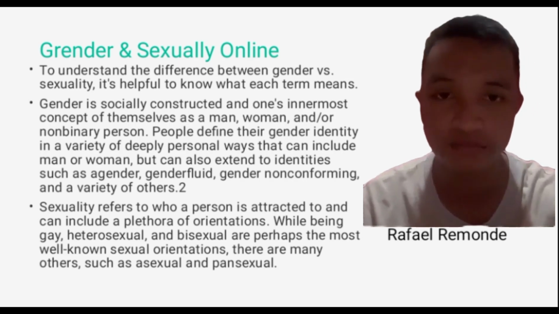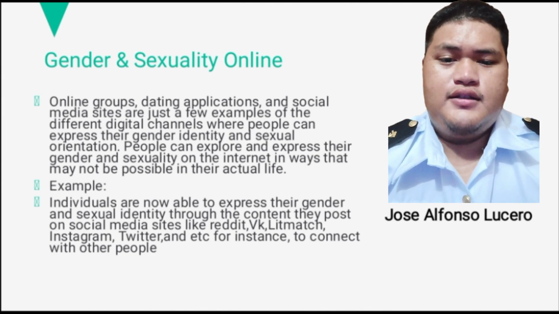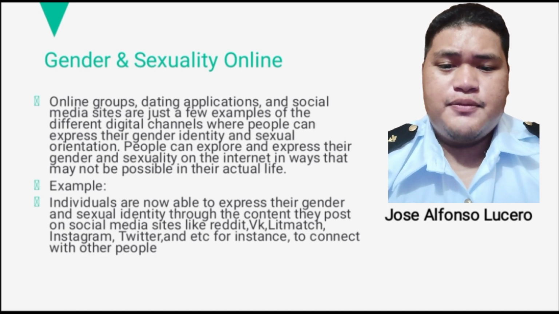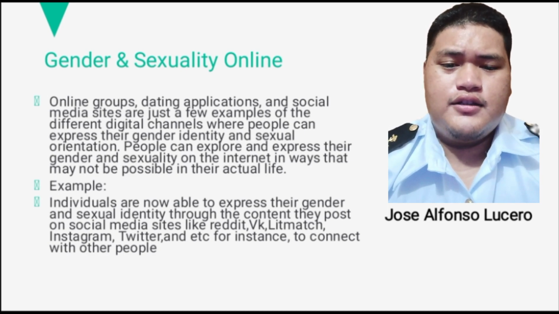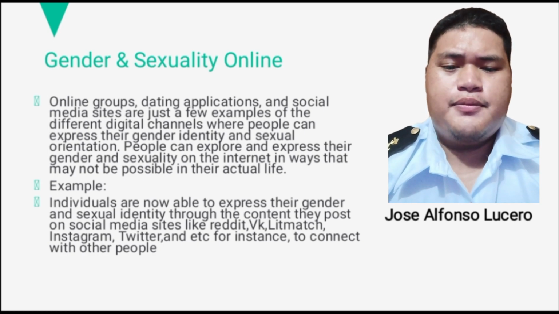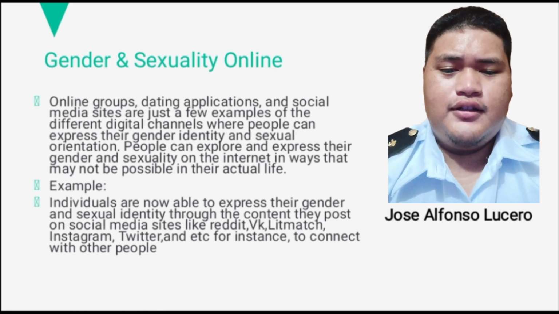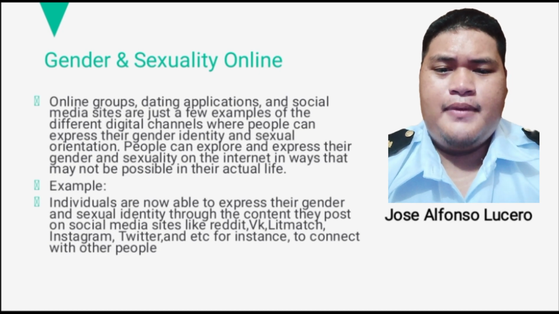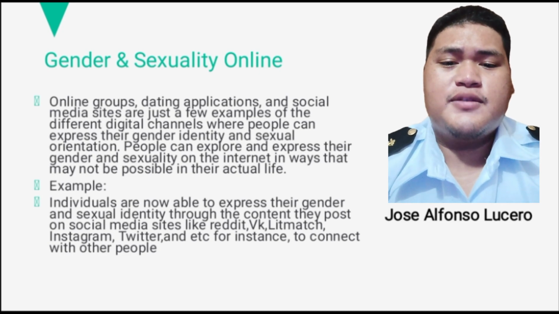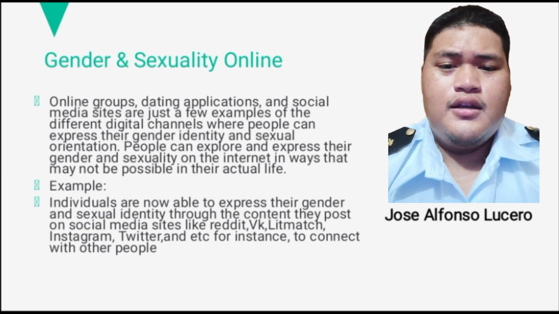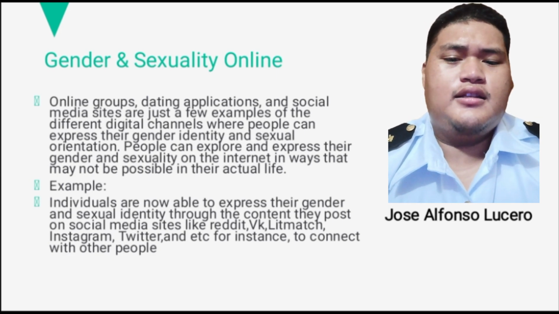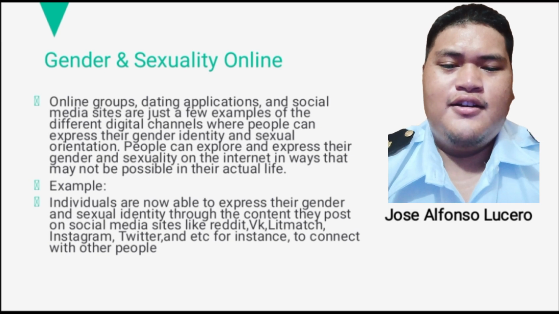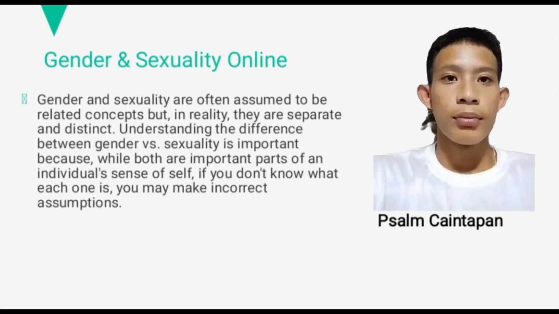Online groups, dating applications, and social media sites are just a few examples of different digital channels where people can express their gender identity and sexual orientation. People can explore and express their gender and sexuality on the internet in ways that may not be possible in their actual life. For example, individuals are now able to express their gender and sexual identity through the content of their posts on social media sites like Reddit, Wiki, Litmatch, Instagram, Twitter, and etc. for assistance to connect with other people.